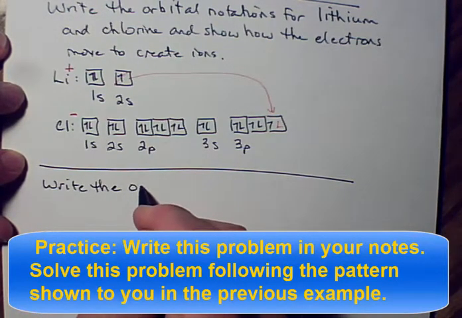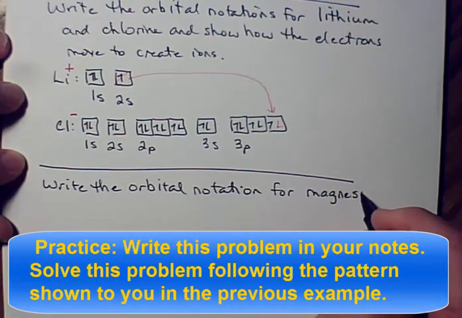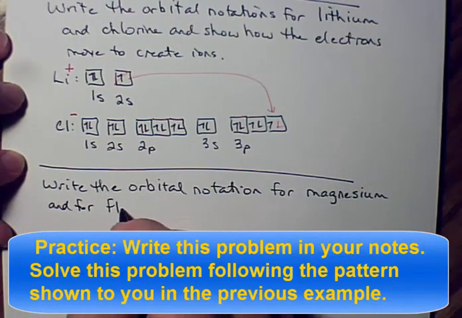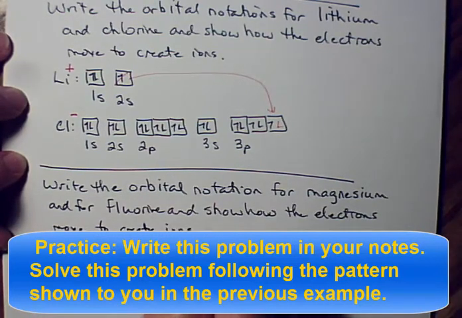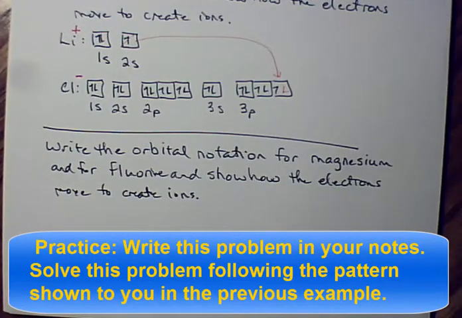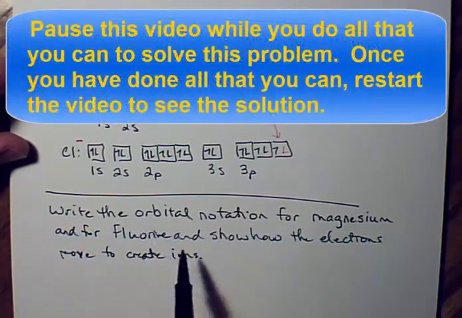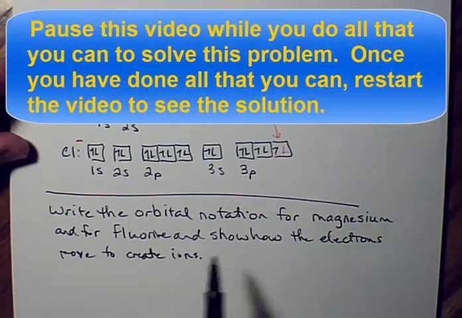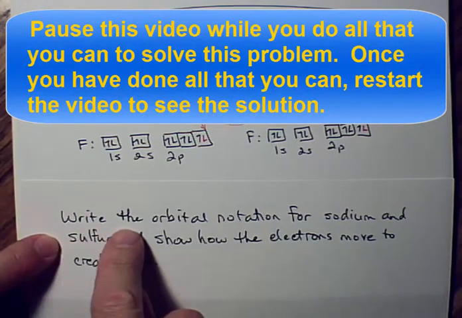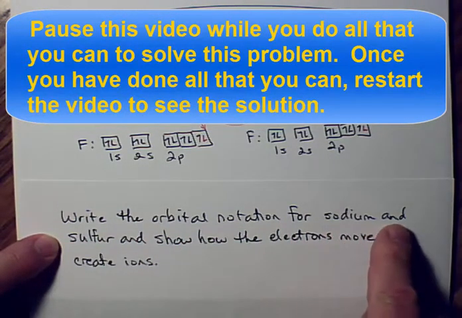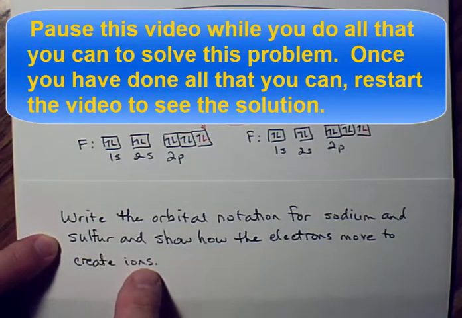This is going to be a little bit different. Write the orbital notation for magnesium and for fluorine and show how the electrons move to create ions. So the next assignment is to write the orbital notation for sodium and for sulfur and show how the electrons move to create ions.